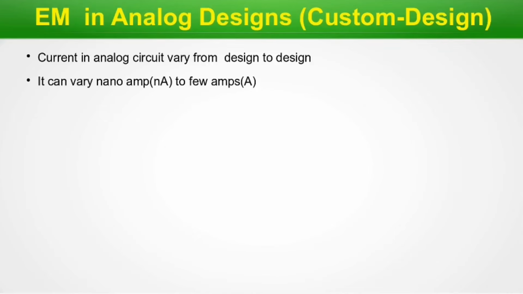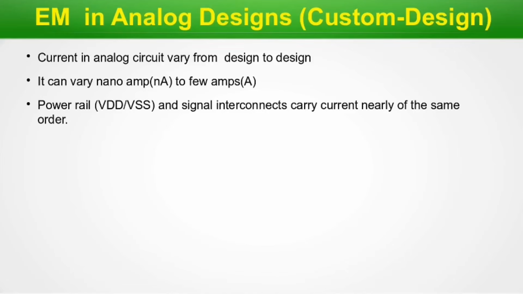Amps means where we are dealing with power circuitry, high power applications. In analog circuits, it is important to note that power rails, VDD, VSS, and signal interconnects carry currents of nearly the same order. So power nets and signal nets have more or less the same amount of current. The total number of nets is pretty low compared to a digital design, because analog semi or full custom designs are handcrafted, so the designs will have fewer nets overall.